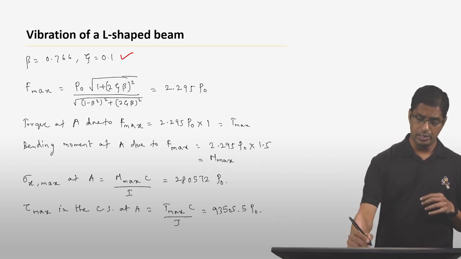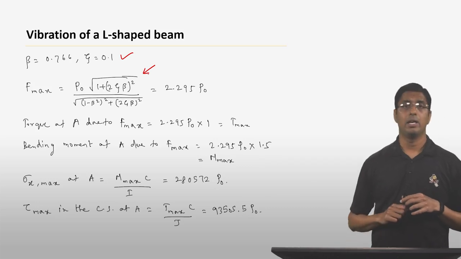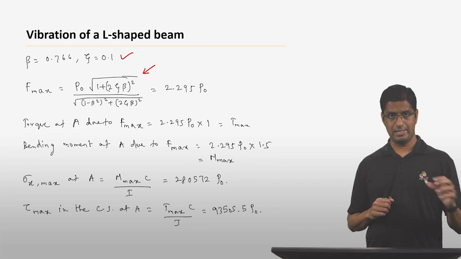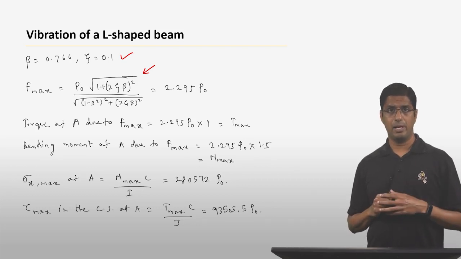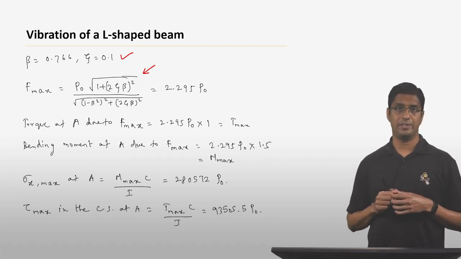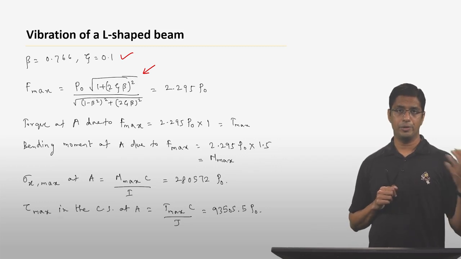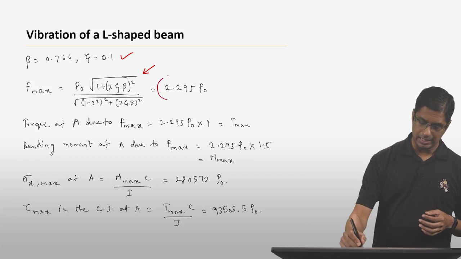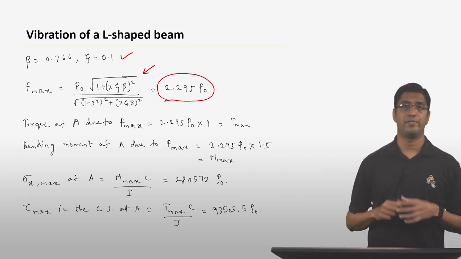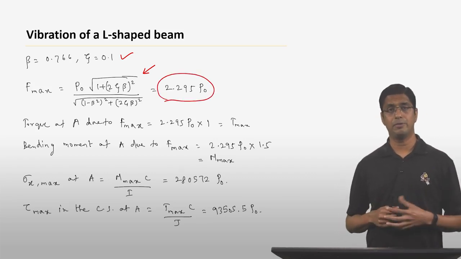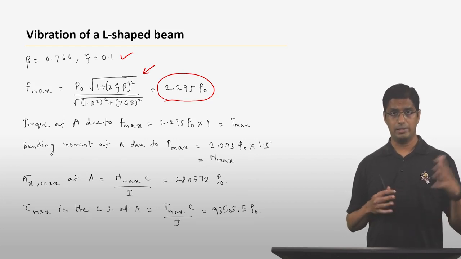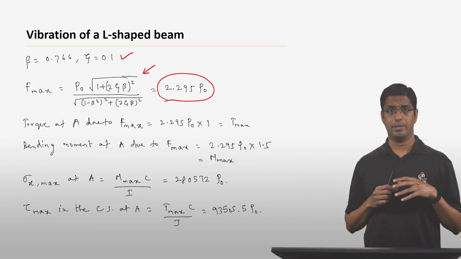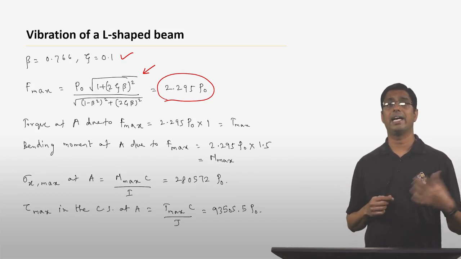So we can use this equation for F max, which is going to be P naught, the amplitude of the static force, times this amplification factor, which is in the square root. Now we know zeta, we know beta, so we can put in the values and find that the maximum force felt by the structure, or conveyed to the support, is not P naught, it's actually 2.295 times P naught. So it's almost a factor of 2.3 larger.